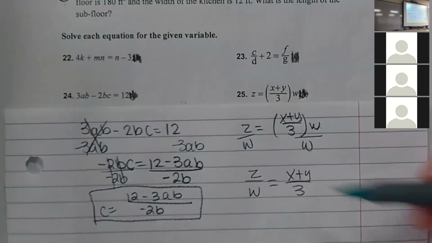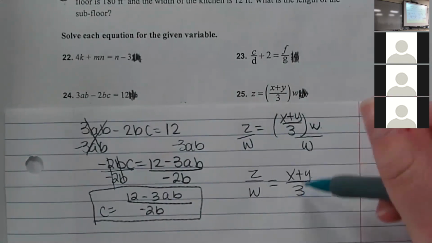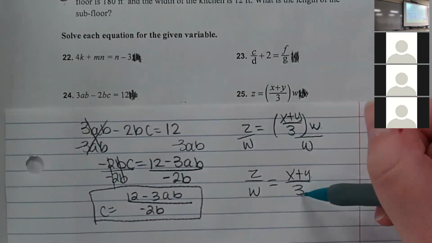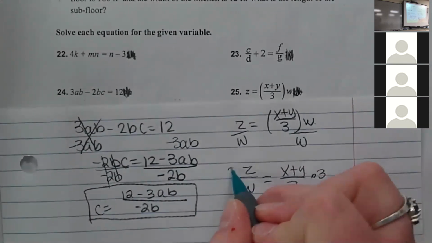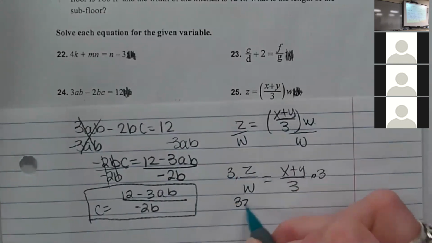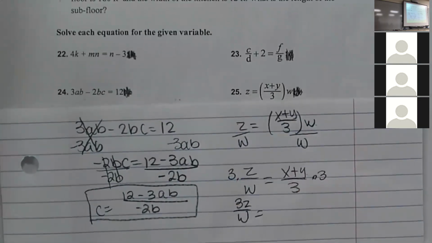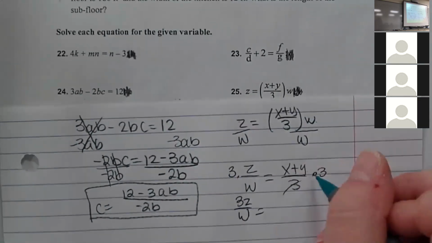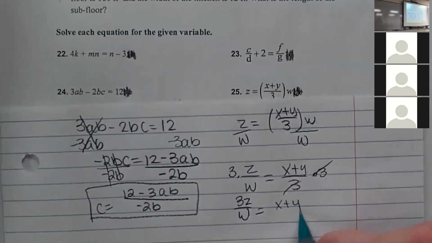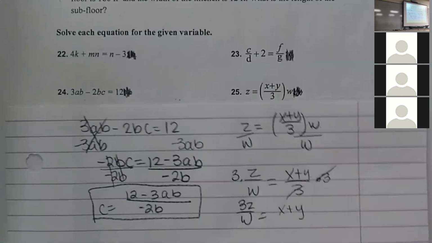Still need to get to y. I can't get to y until I get rid of this dividing by 3. What's the opposite of dividing by 3? Multiply by 3. So I multiply by 3 on both sides. So I have 3z over w equals x plus y. Because these cancel each other out. They make a 1, so they're gone.